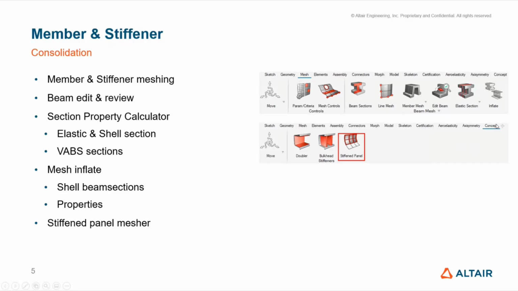adding another page called concept, which is off by default, onto which we migrated some legacy tools like Stiffen Panel Mesher, and also some tools that were already there, well hidden behind the 2D mesh, which are doublers and bulkhead, because those are basically creating some stiffeners on an open section.